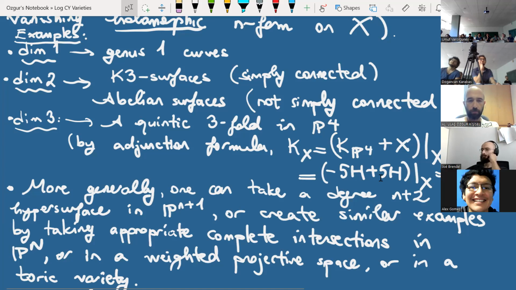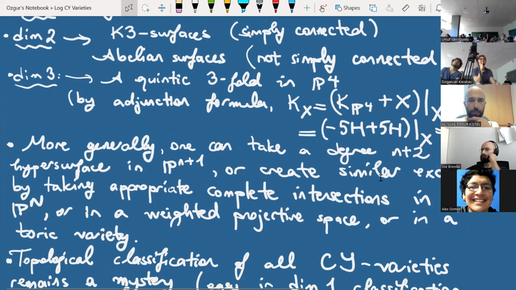And more generally, it's not difficult to produce such examples, again by repeated use of the adjunction formula. First of all, you could do the same thing with degree n plus 2 hypersurfaces in P^(n+1). It's more or less the same computation. Or you could generalize. You could do this in weighted projective spaces. You could take complete intersections. You could do this in toric varieties where you can calculate things.